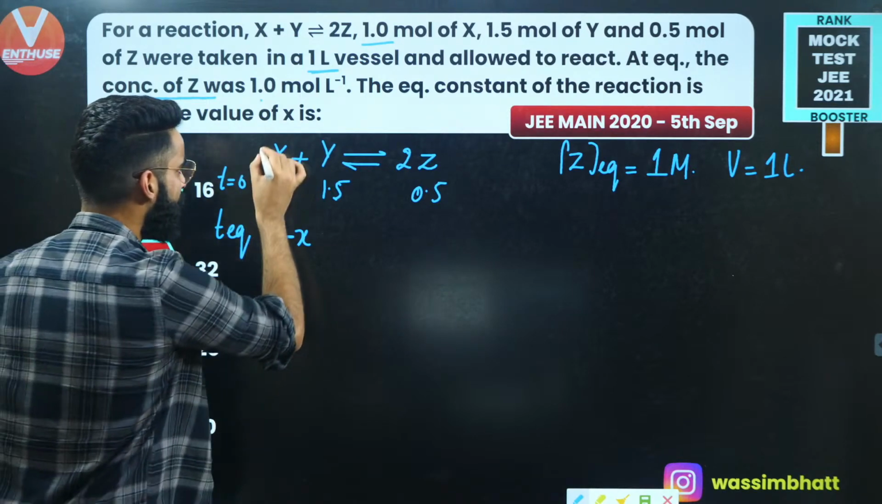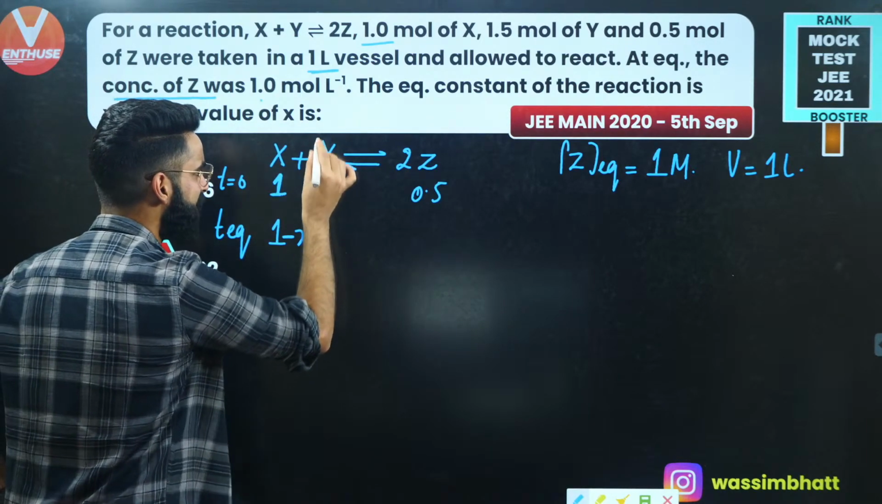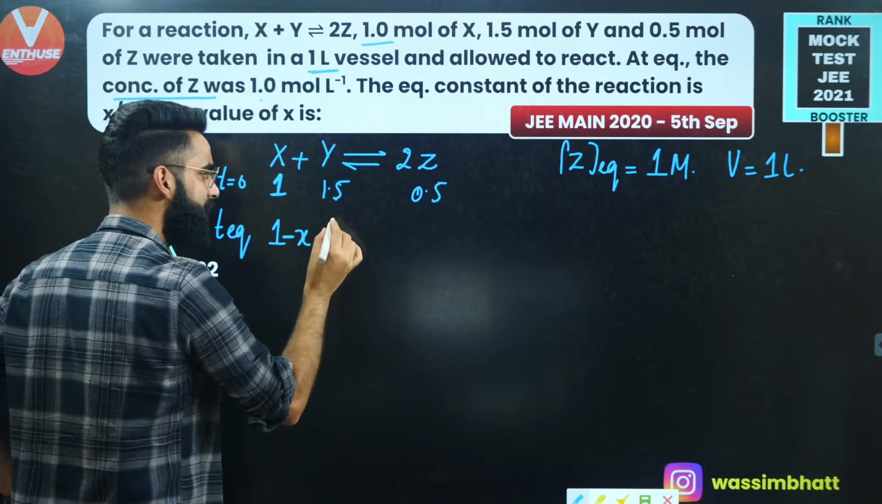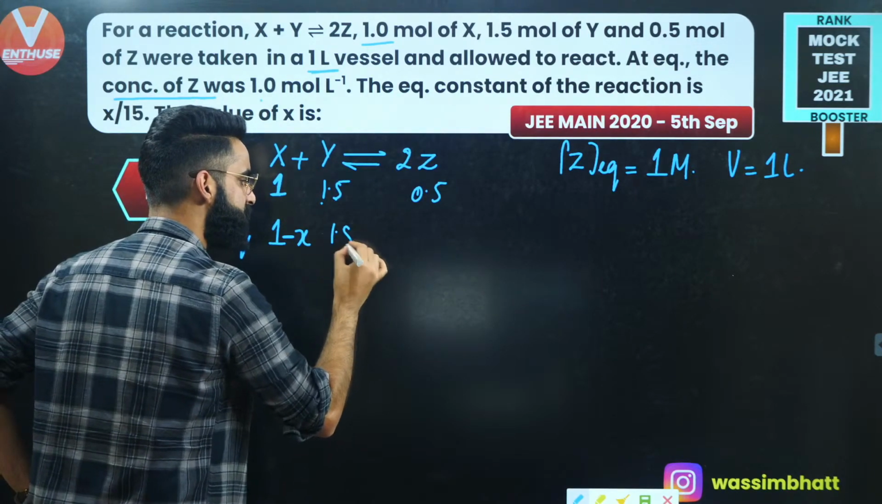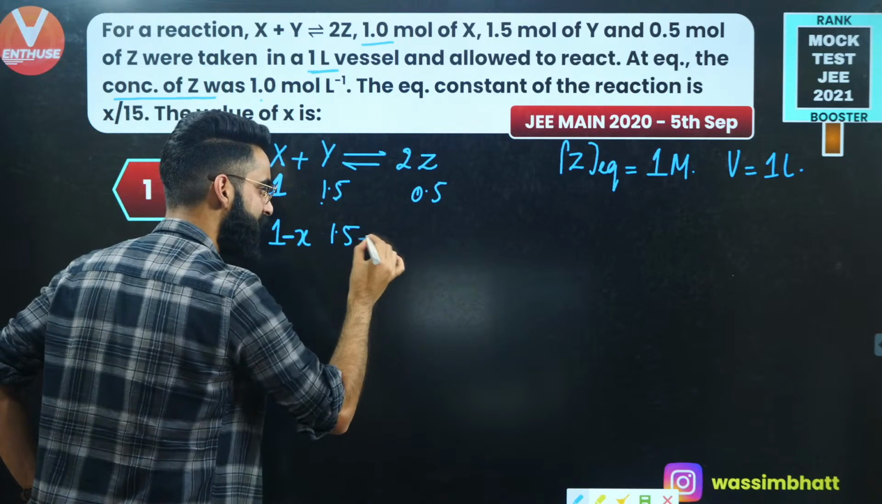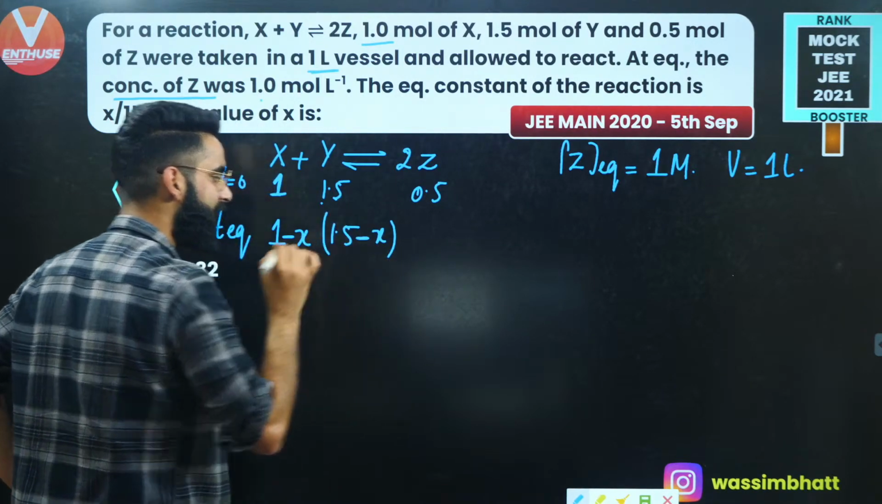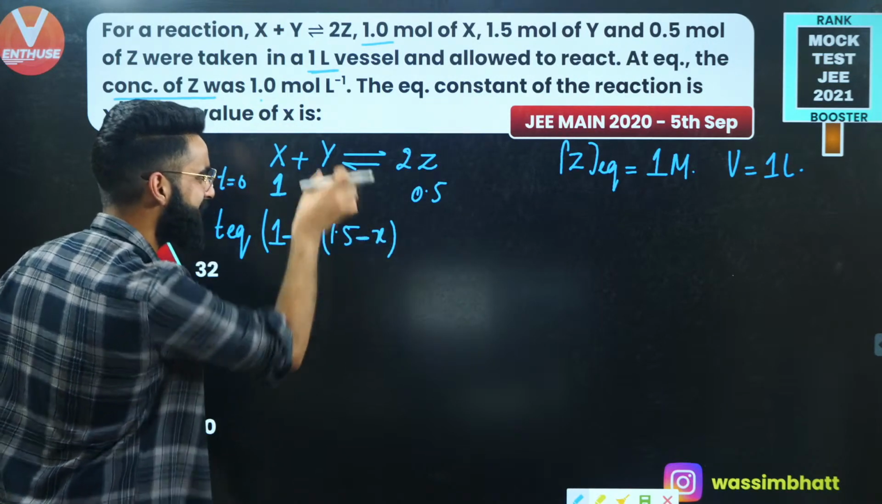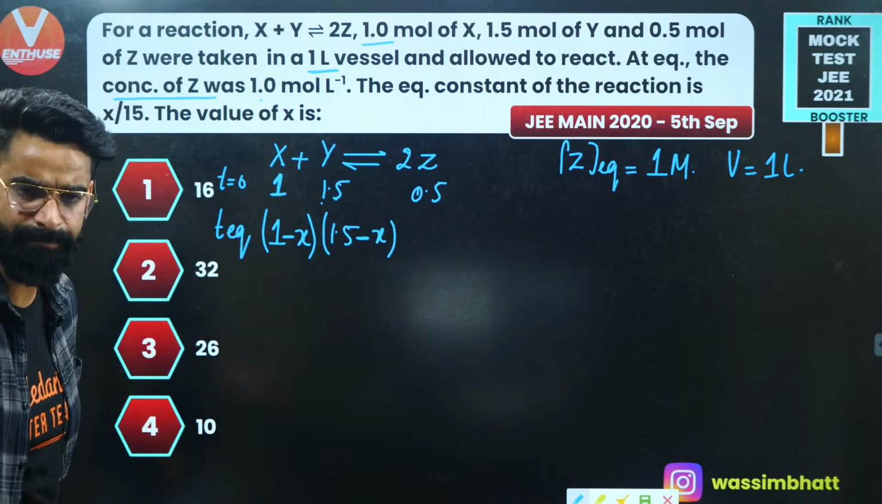Now similarly, 1 mole of X reacts with 1 mole of Y. So x moles of X should react with x moles of Y. I had 1.5 moles of Y. Out of 1.5 moles of Y, x moles of Y are also reacting, right? So I'll be left with 1.5 minus x moles of Y at equilibrium, right?